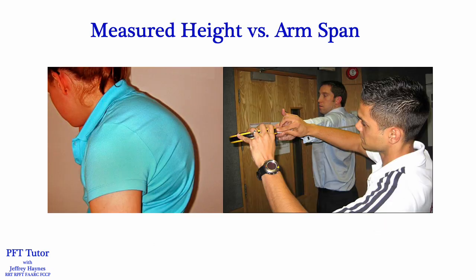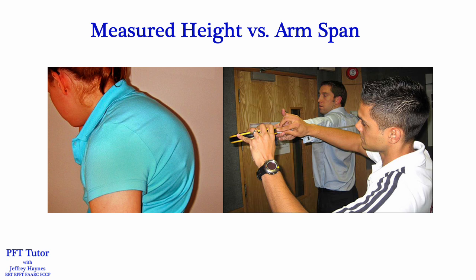There are some patients in which standing height is misleading or not possible to measure. For example, if a patient has significant kyphoscoliosis, standing height may give a misleading view of what their lung size should be. And there are also patients who have neuromuscular disease in which standing is not possible or safe. So for these patients, you can use arm span to predict standing height. The relationship between height and arm span is not 1-to-1, but your PFT software should be able to make the proper calculations.